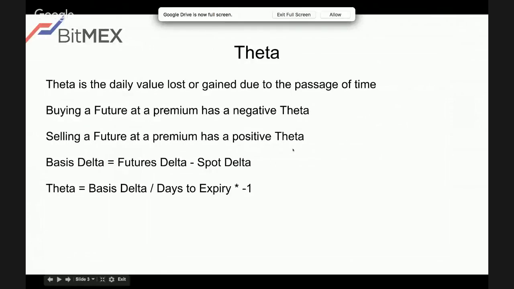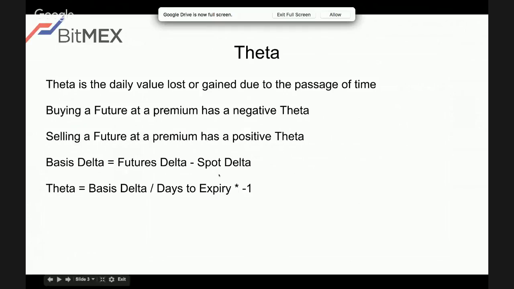Let's move on to theta. I referred to theta in the previous lesson, and basically this is the daily value lost or gained on your futures contracts due to the passage of time. We also call this time decay. What theta represents is a daily number, and we usually compute it in a linear fashion. We'll take the aggregate amount of time value and divide it by the number of days that the futures contract has to expiry, and then you have a daily number.